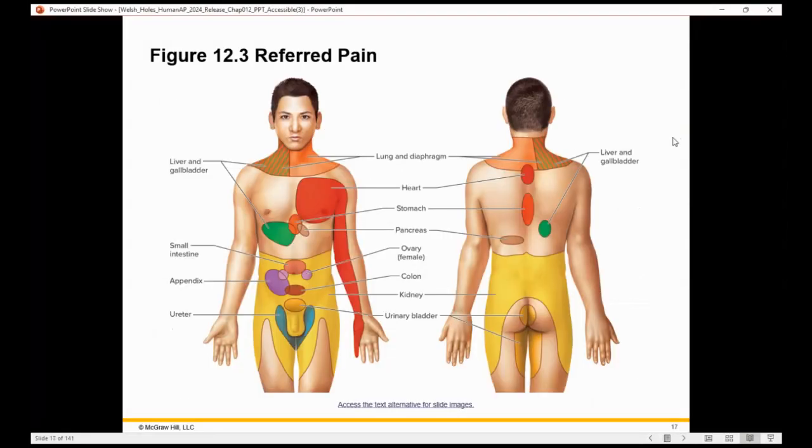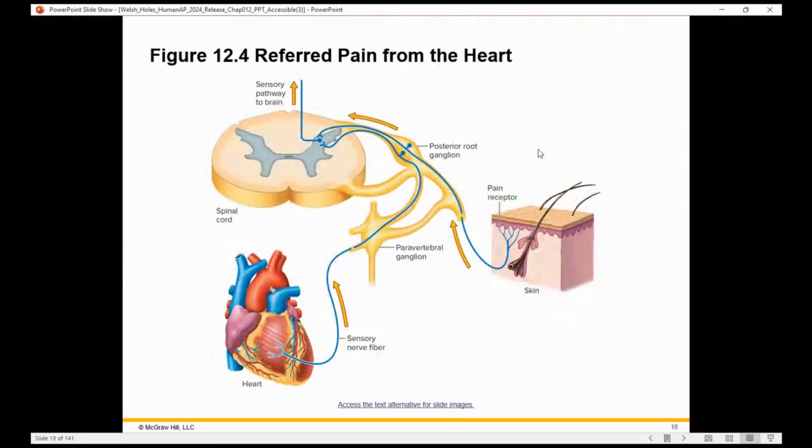This figure shows you where referred pain may occur, and you see certain areas have a much broader referred pain than others. For example, kidney pain. This figure shows you referred pain from the heart and the pathways, and it shows how we have a common endpoint from the heart as well as certain areas of the skin.